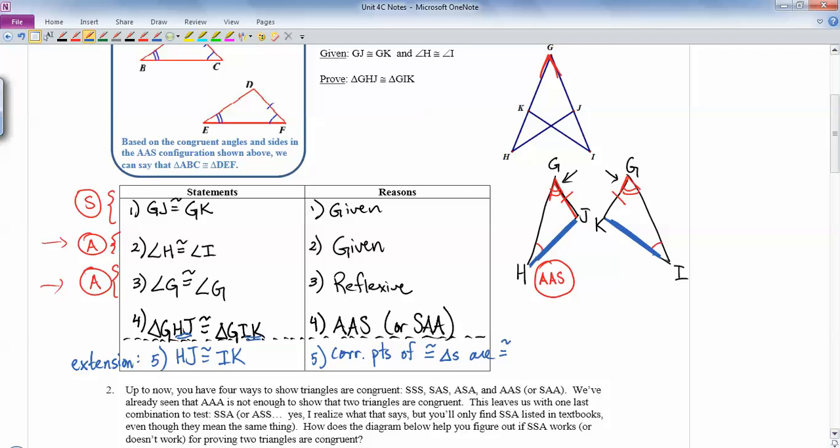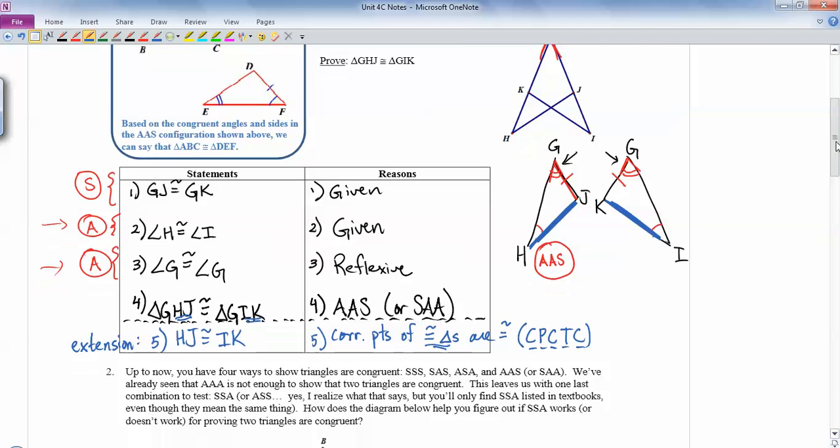So we have congruent triangles. The corresponding parts in this case are HJ and IK, so they have to be the same. And if you want an abbreviation for that, that's CPCTC: corresponding parts of congruent triangles are congruent. Okay, let's go on to number 2.